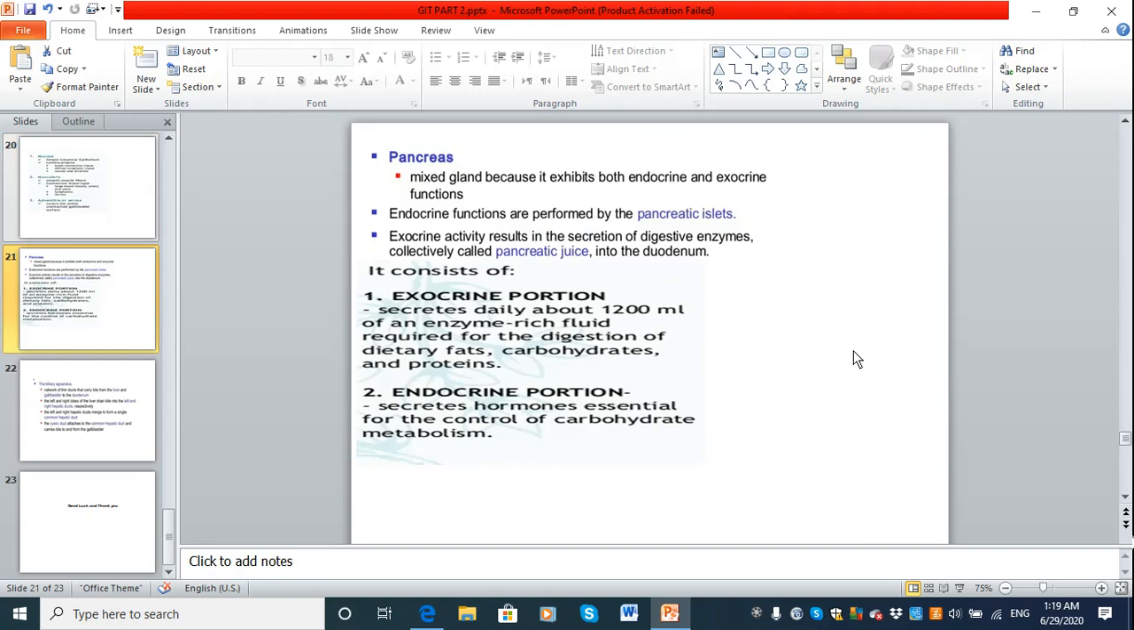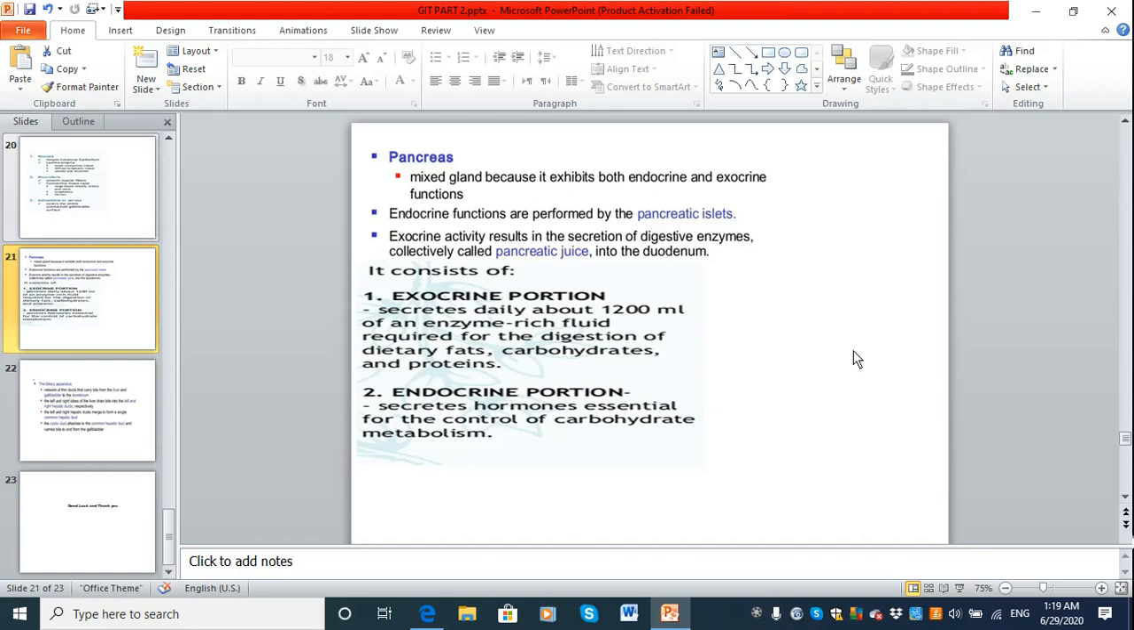It's the pancreas. Actually, it's mixed, with both endocrine and exocrine function. Endocrine function is performed by the pancreatic islets, while the exocrine activity results in secretion of digestive enzymes, collectively called pancreatic juice, into the duodenum. So be careful: endocrine for the islets and exocrine for pancreatic juice.